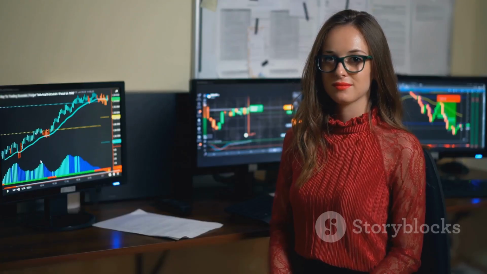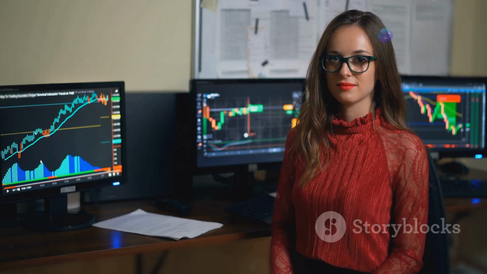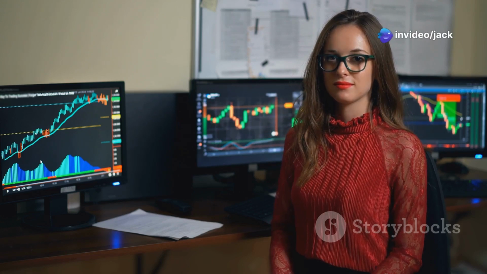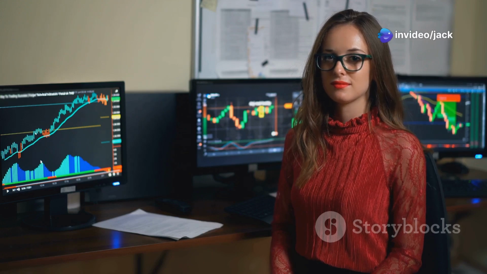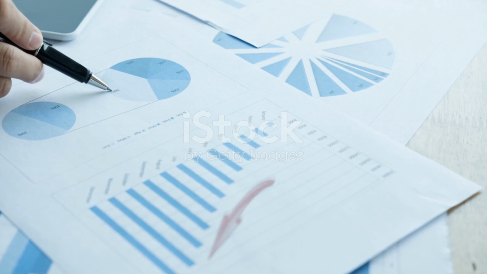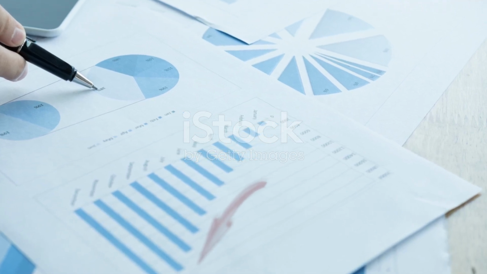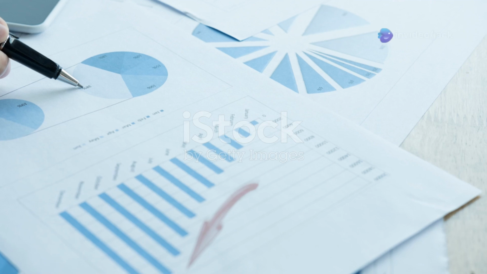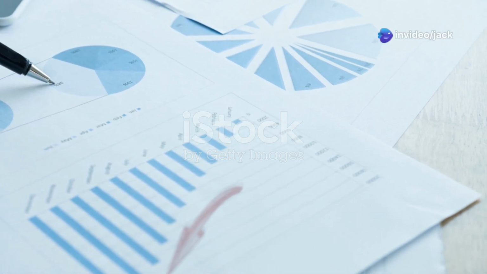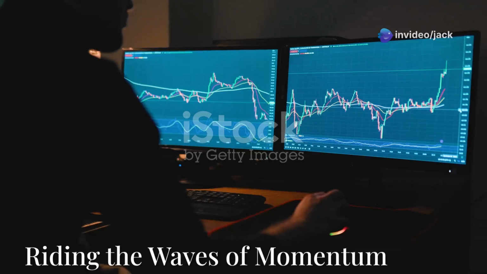Remember, trading is all about managing risk, and the RSI is a fantastic tool to help you do just that. It helps you identify potential entry and exit points. It gives you that early warning system, highlighting potential overbought and oversold conditions so you can make more informed decisions. By understanding and utilizing the RSI, you can better navigate the complexities of the market and improve your trading strategy.